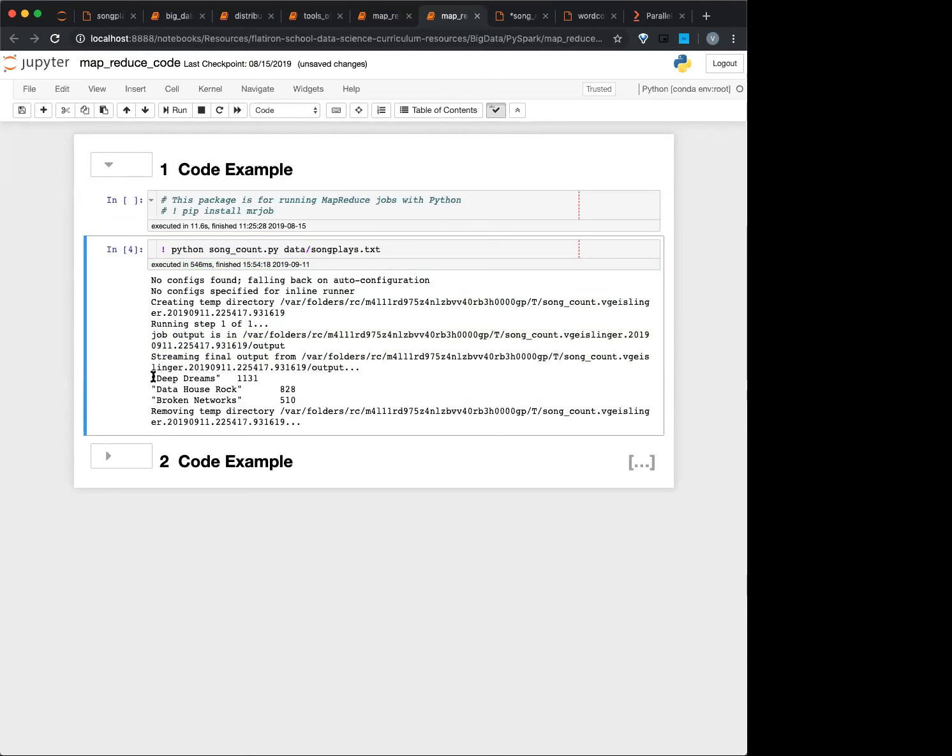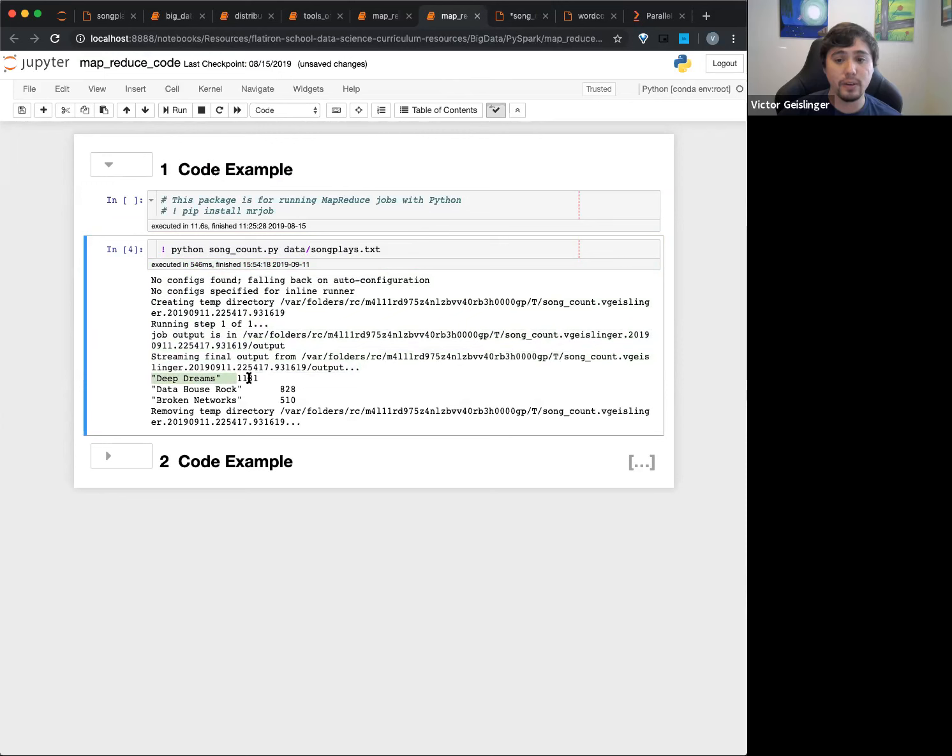But essentially my results are Deep Dreams, 1,131, and then Data House Rock, and then Broken Networks. So you can see they're just different elements here. And for the most part, that's relatively quick. If I were to copy this over and over and over again, essentially, this is not the best example because it's only being done on one computer.